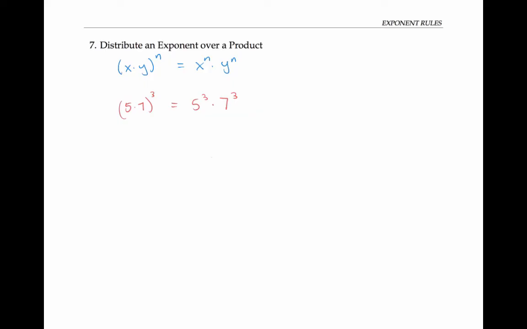And this makes sense, because 5 times 7, all raised to the cube power, can be expanded as 5 times 7 times 5 times 7 times 5 times 7. But if I rearrange the order of multiplication, this is the same thing as 5 times 5 times 5 times 7 times 7 times 7, or 5 cubed times 7 cubed.